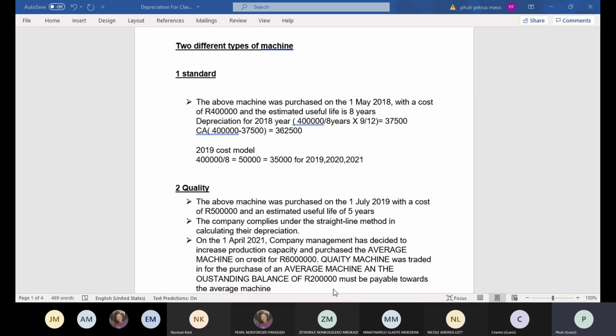Guys, what Nicole is saying is, what if you sell the asset post the financial year end period? For example, if the year end is the 31st of December 2021, and then you decided to sell the asset in February 2022, the question is, how do you calculate that depreciation separately and stuff like that?